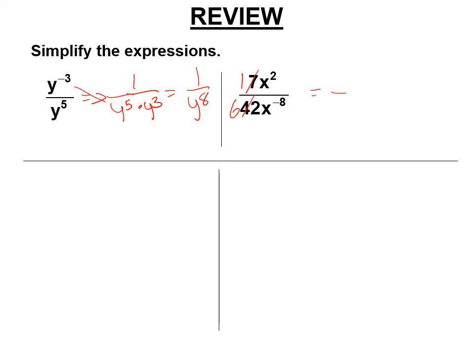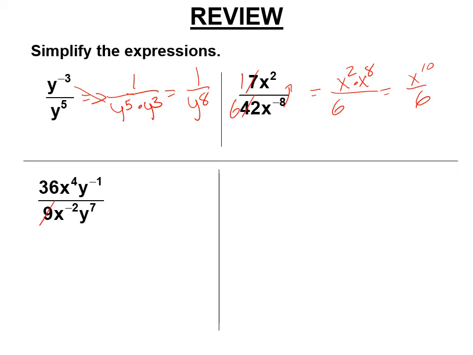So we have a 6 on the bottom. We still have x squared. Now we have x to the 8th going up there. So this is x to the 10th over 6. 9 becomes a 1, 36 becomes a 4. So we have a 4 up there.